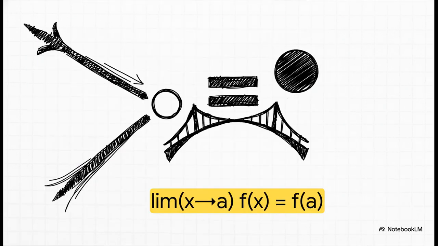So what does this all boil down to? It's this one single, really beautiful equation. All it says is that the value the function is approaching, that's the limit, has to be the exact same as the value the function actually has at that point. When those two things match, you've got continuity.